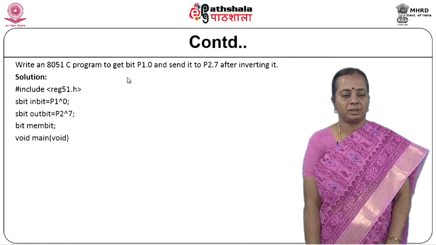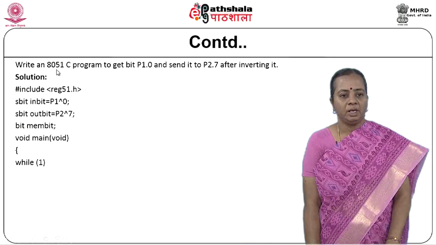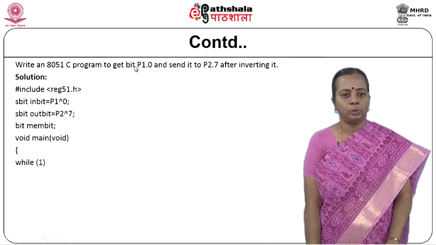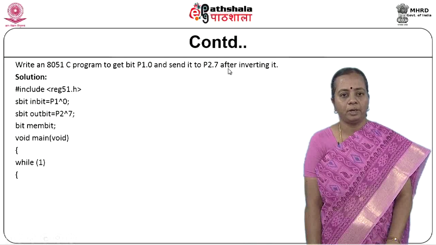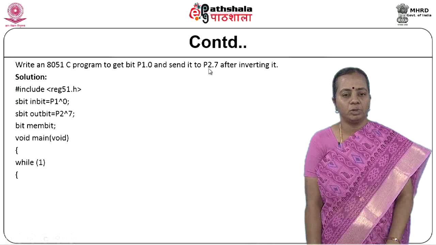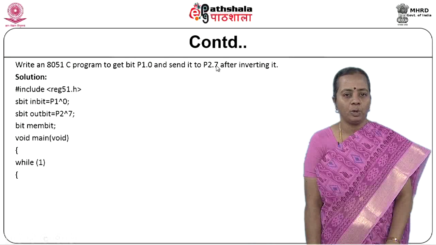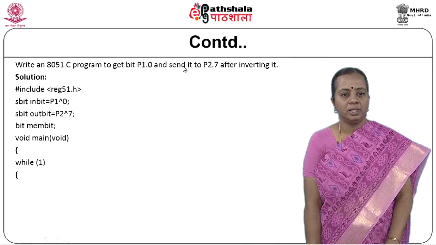Now, this is another example: an 8051 C program to get a bit from P1.0 and send it to P2.7 after inverting it. So we will be reading data from P1.0, and this is inverted and sent to port 2, pin 7. This is port 1 and pin 0. We will be reading data from here, inverting it, and sending it to this pin.